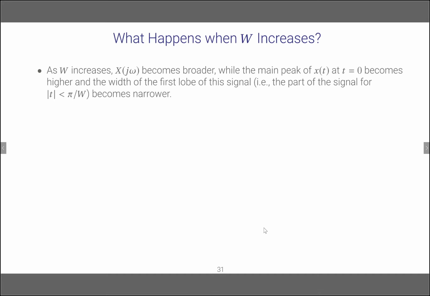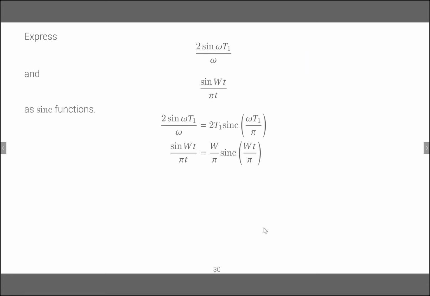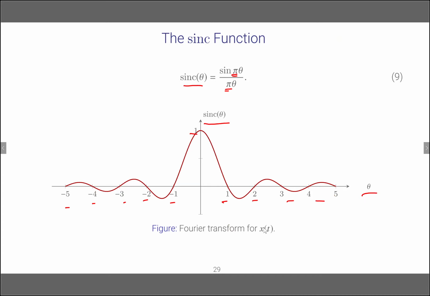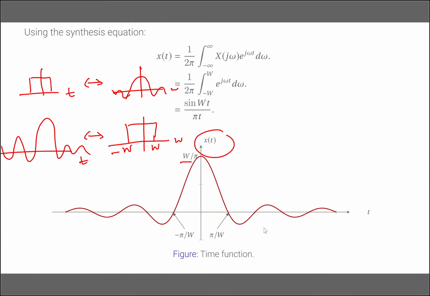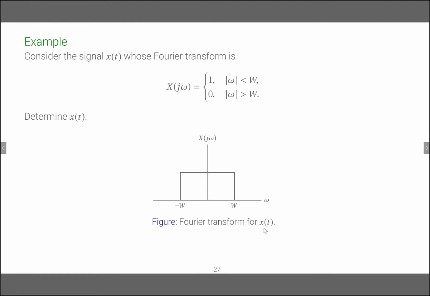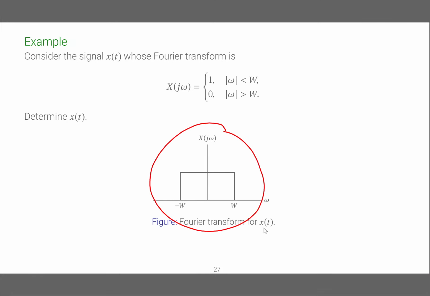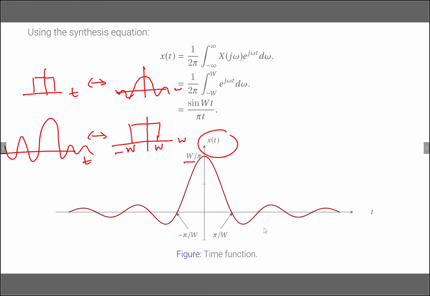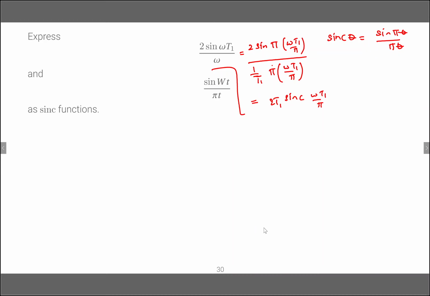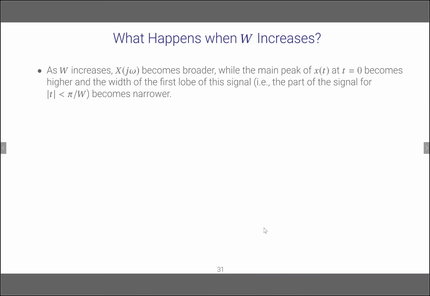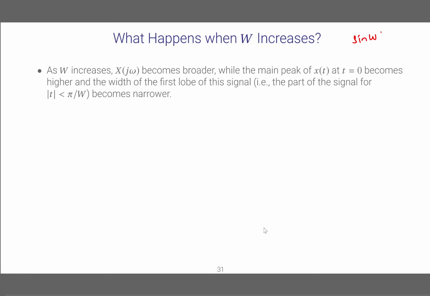All right, so what happens as W increases? As W increases, X(j omega) becomes broader. So let's take the relationship once again and write it down briefly. This is the relationship that we got. So here is our pulse, and we got x(t) for this as sine Wt divided by pi t. So sine Wt divided by pi t is our x(t), and our X(j omega) was given as this.